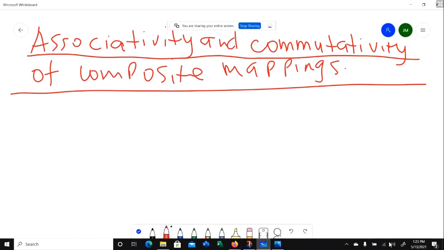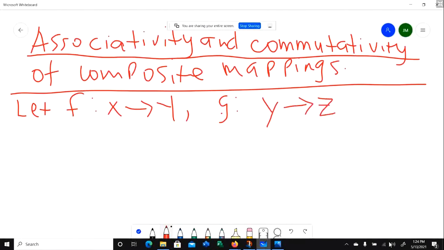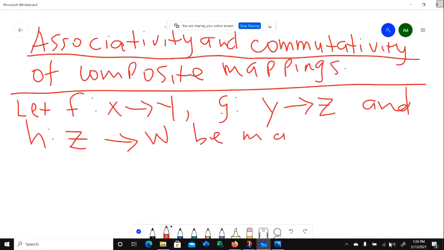Now let's say we have three mappings. So let F map from X to Y, G be a mapping from Y to Z, and say H be a map from Z to another set W. Let those three be mappings.